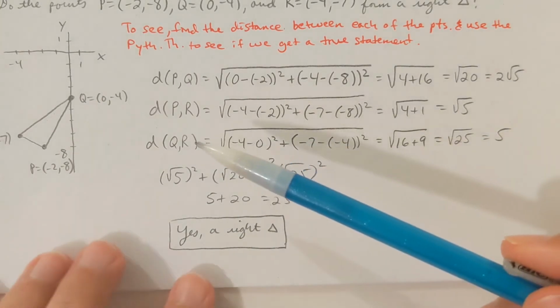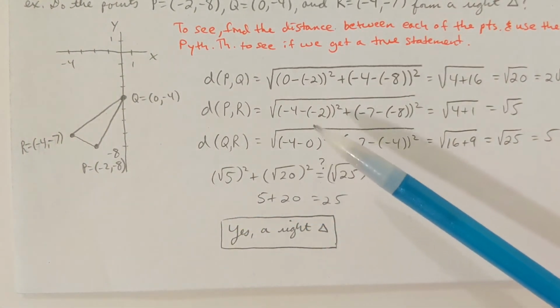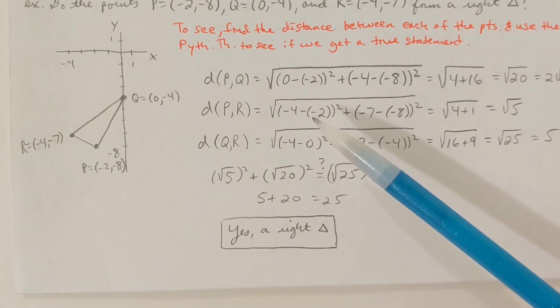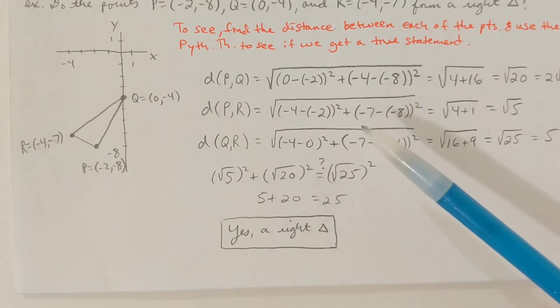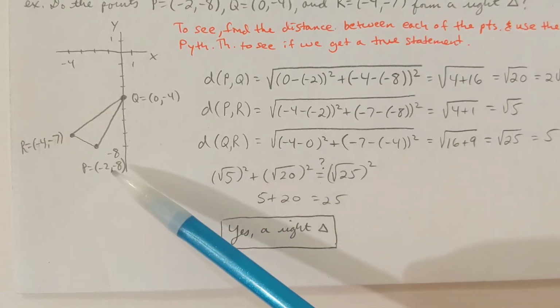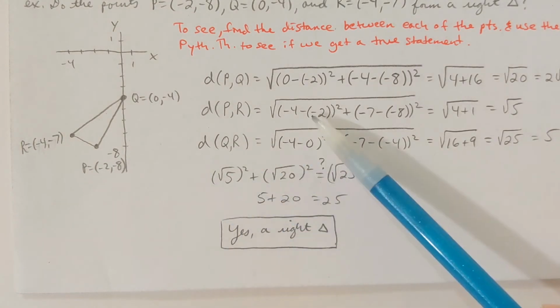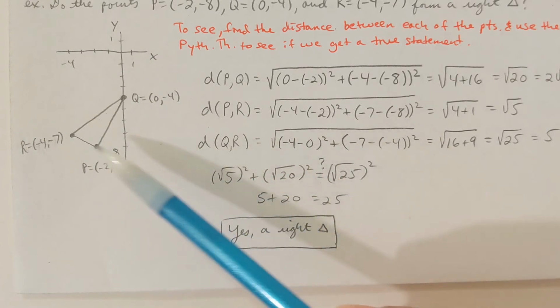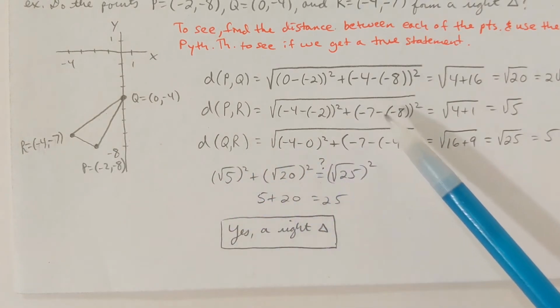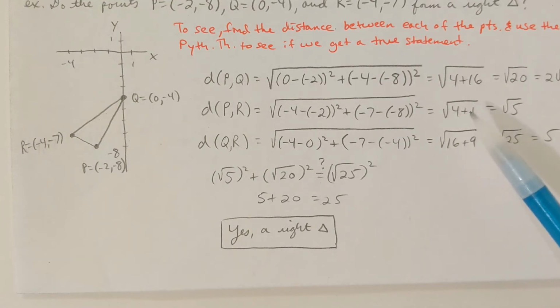The distance between P and R is the same deal. I want the square root of (x2 minus x1) squared plus (y2 minus y1) squared. So the difference in the x's squared, I want (-4 minus -2) squared. And then the difference in the y's squared is (-7 minus -8) squared. That would be the square root of 5 when you simplify.